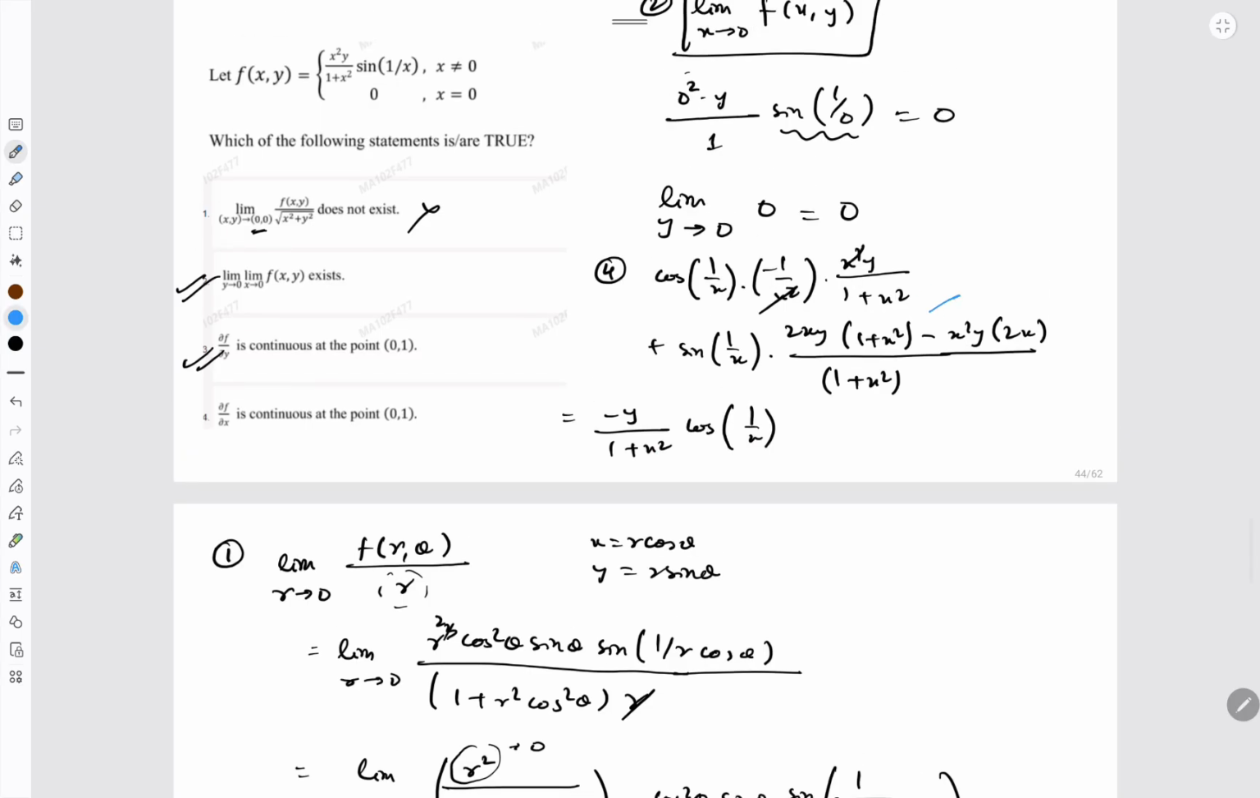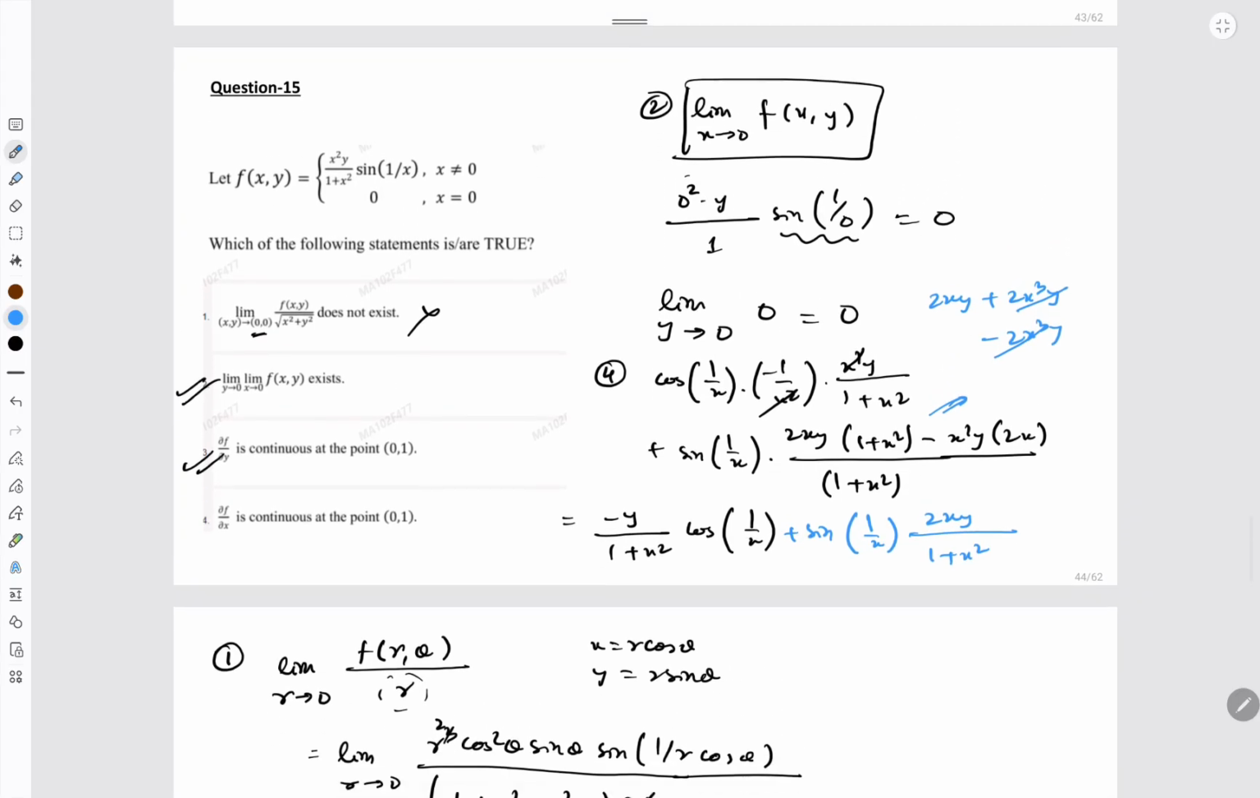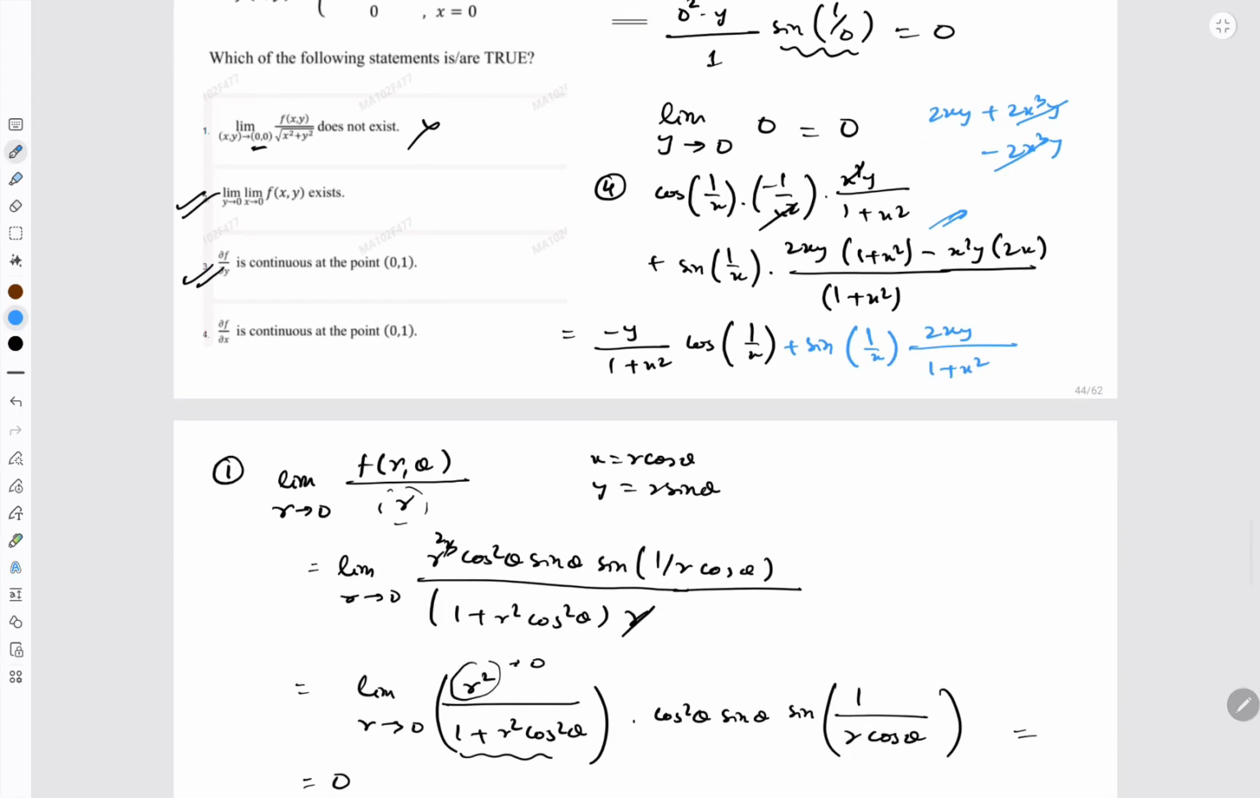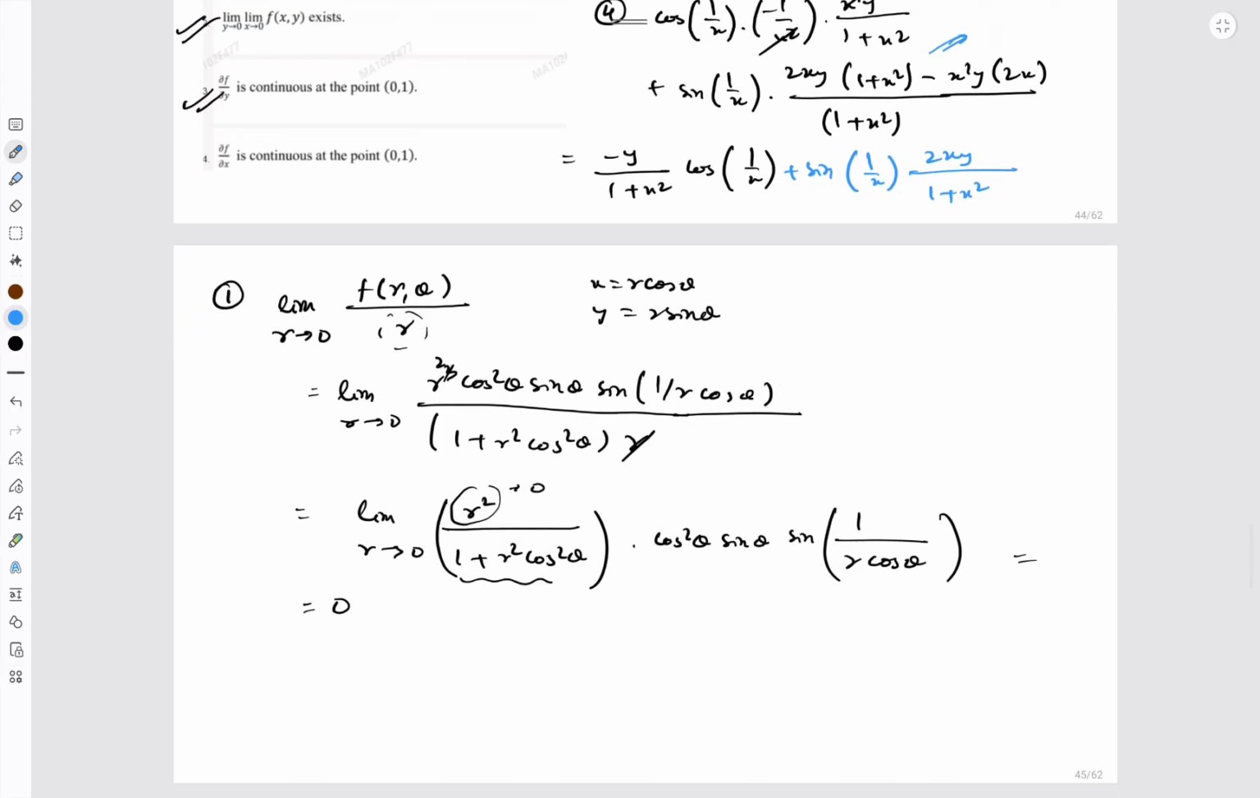If I expand the numerator, it is 2xy plus 2x cube y minus 2x cube y. So this thing will get cancelled out. It will be sine 1 by x into 2xy by 1 plus x square. Is this continuous about 0 comma 1? Okay, we can take the denominator as common. So this is equal to 1 over 1 plus x square, times 2xy sine 1 by x minus y cos 1 by x.